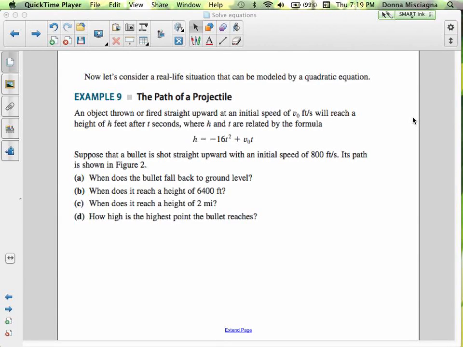Now let's consider a real-life situation that can be modeled by a quadratic equation. The path of a projectile. An object thrown or fired straight up at an initial speed of v0 feet per second will reach a height of h feet after t seconds, where h and t are related by the formula h equals negative 16t squared plus v0 t.